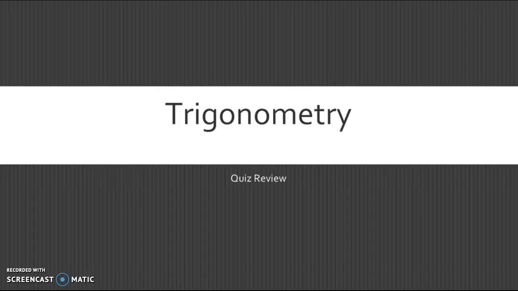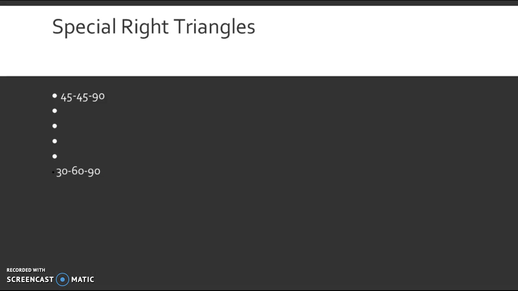We're going to take a minute to look back over the trigonometry we've seen so far to help get ready for our upcoming quiz. So we started with our special right triangles, and we have two types, 45, 45, 90 and 30, 60, 90. The 45, 45, 90 is also isosceles because we have two congruent angles, so we're going to have two congruent sides.